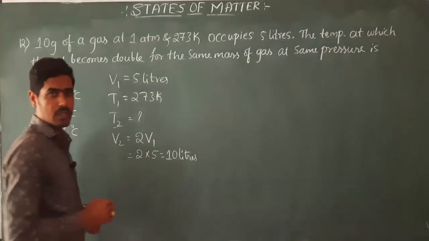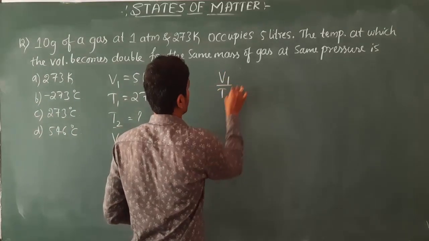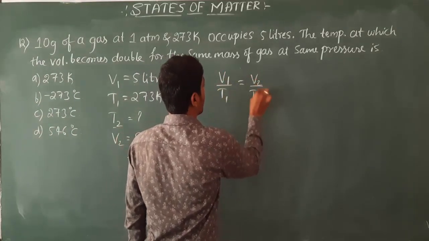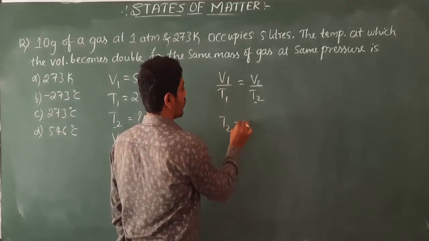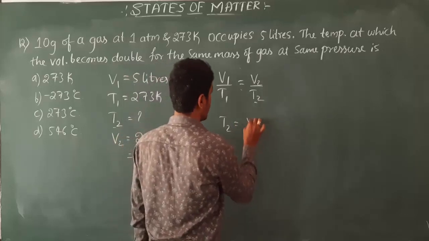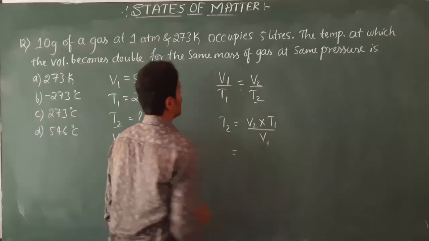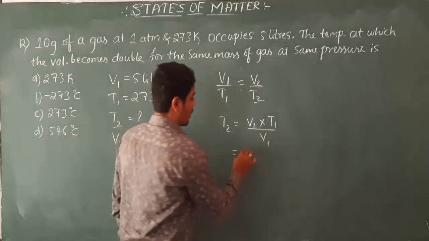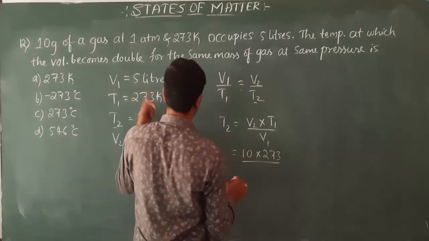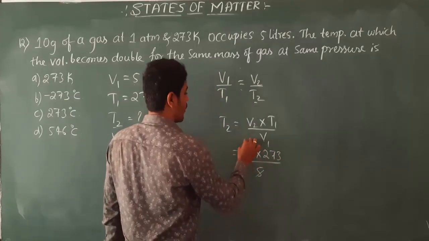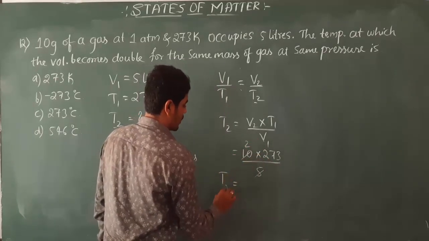Which formula will you use? Again Charles law. V1 by T1 is equal to V2 divided by T2. You need to find T2. So T2 is equal to, cross multiply, V2 into T1 divided by V1. So V2 is 10, T1 is 273, divided by V1 is 5. So 5 twos are 10, so 2 into 273. How much does it give?